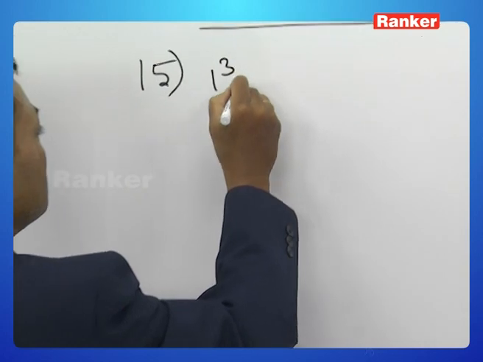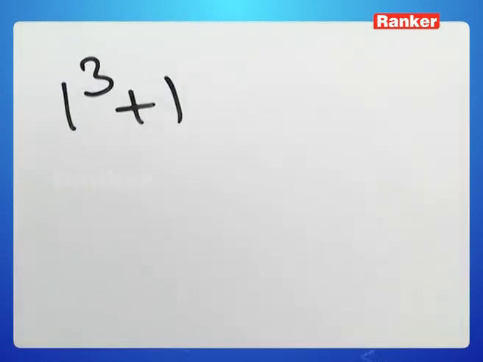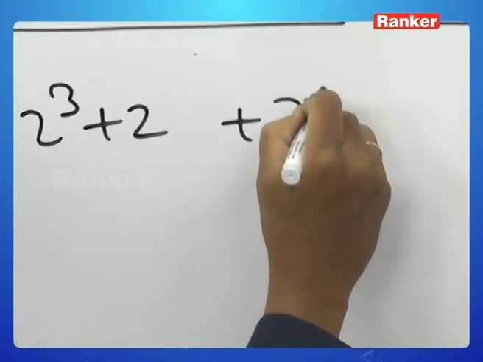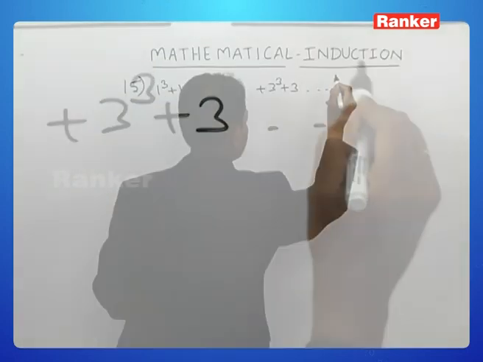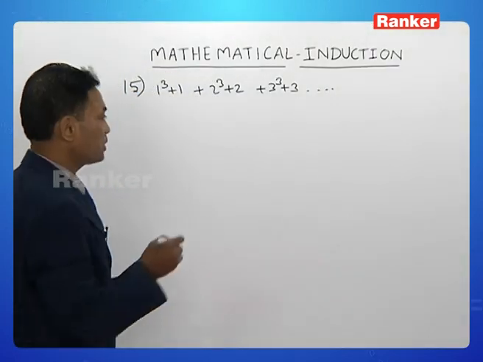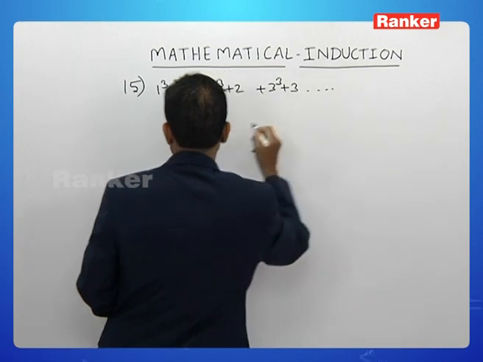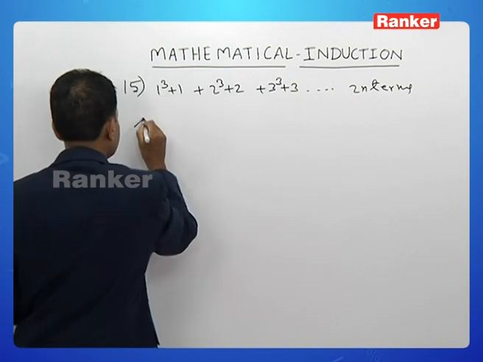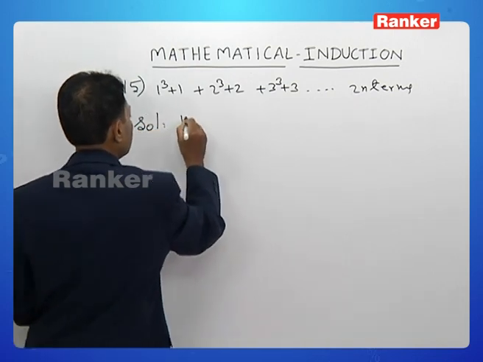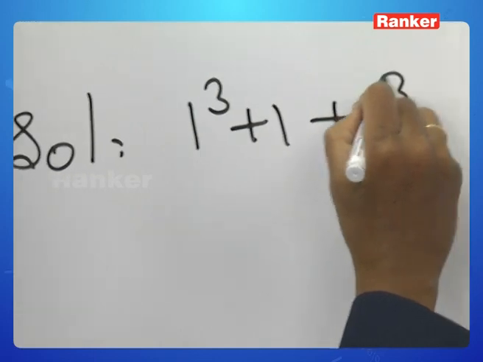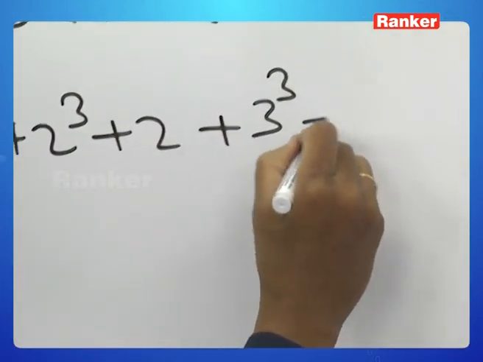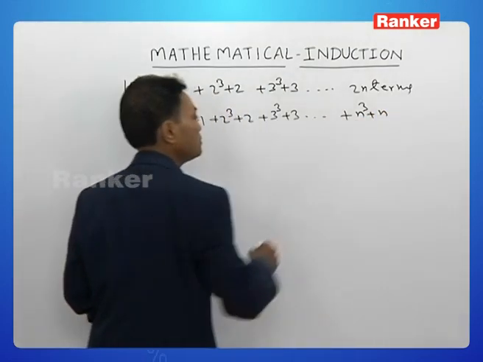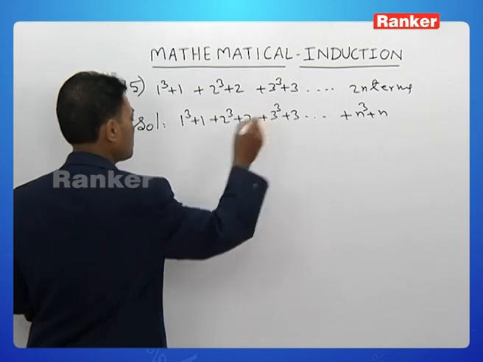1 cube plus 1, 2 cube plus 2, 3 cube plus 3, so on up to 2n terms, right? Now, so what we get? Solution. So 1 cube plus 1, 2 cube plus 2, 3 cube plus 3, so on up to n cube plus n, right? Now 2n terms are there.